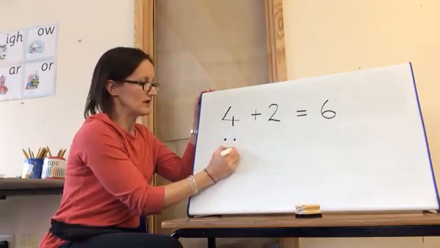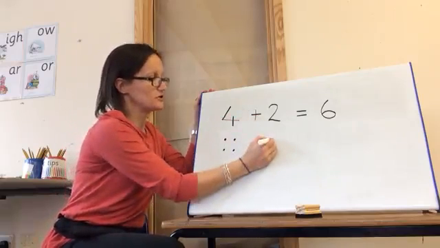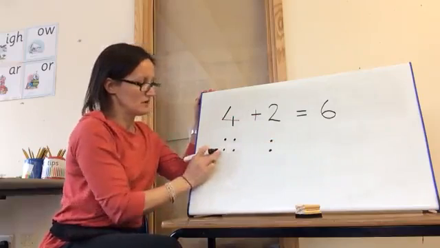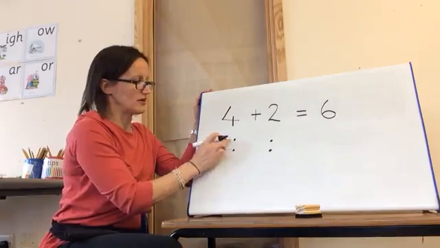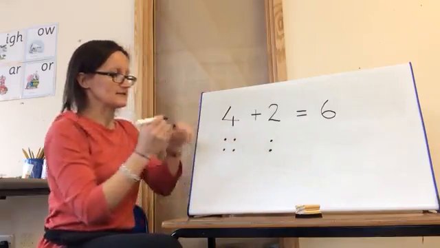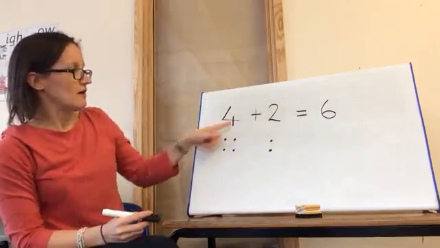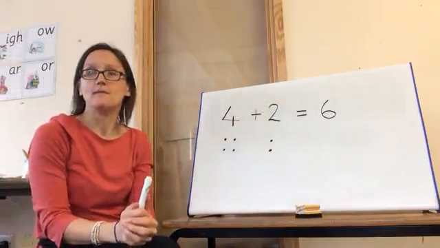Now just to check, to make sure that your number bond is right, we could just draw some pictures. 1, 2, 3, 4. 2 more. 1, 2. We want to know how many there are all together. 1, 2, 3, 4, 5, 6. So you were right. 4 add 2 makes 6.